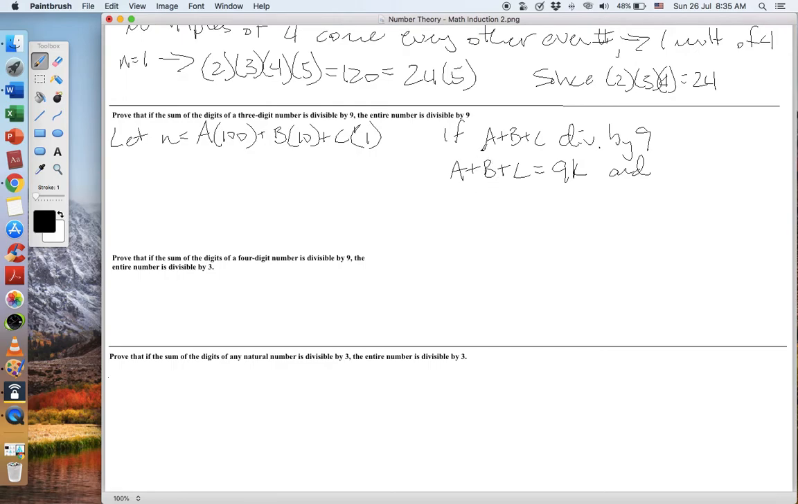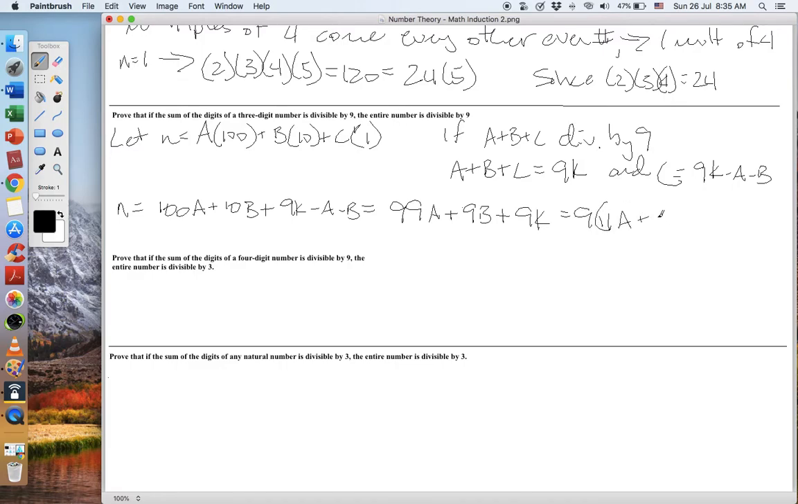And then by algebra, we can move b and a over to the other side. We get c is equal to 9k minus a minus b. And then we can take that and substitute. So n is still equal to 100a plus 10b plus 1c. Or we could say 100a plus 10b plus, and substitute c for 9k minus a minus b. And so then that's equal to 99a plus 9b plus 9k. We can factor out a 9.